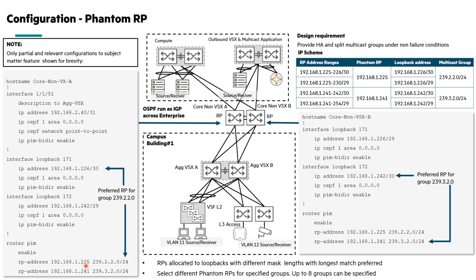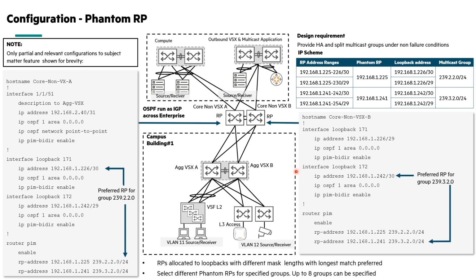Now our RPs are grouped with the specific multicast groups of interest. So .225 has a group selected as 239.2.2.0, so that group will always go to the /30 on this side, and under a failure would then go to the /29 on the other switch. And conversely, we have it the other way round for the other multicast group.